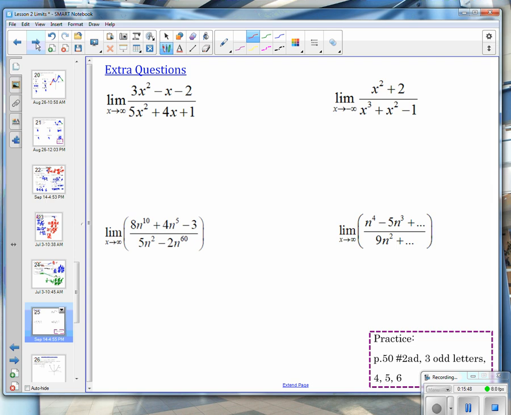Again, here, you'll notice that my highest power is in both my numerator and my denominator. Right away, those of you that have a good memory should know that your answer is going to be 3 over 5, because that's the coefficient of those higher powers. If your head is spinning and you're like, oh, I'm not good at remembering things, don't forget, just do it the long way.